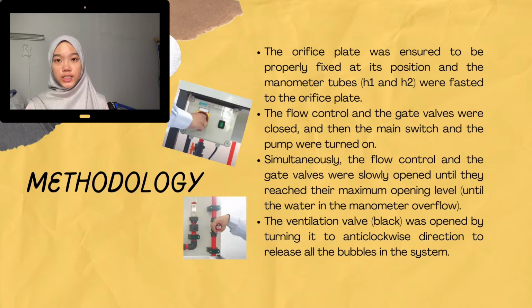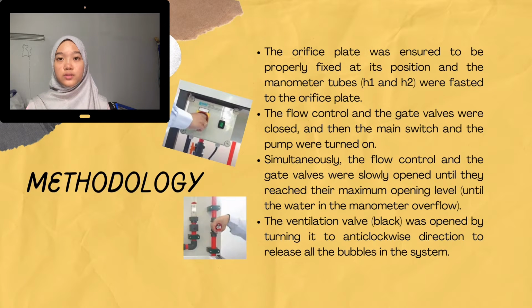Firstly, we need to ensure that the orifice plate is properly fixed at its position and fasten the manometer tubes, which are H1 and H2, to the orifice plate. Number 2, we close the flow control and the gate valve, and then turn on the main switch and the pump. Number 3, simultaneously we slowly open the flow control and the gate valve until they reach their maximum opening level, which means that the water in the manometer will overflow.